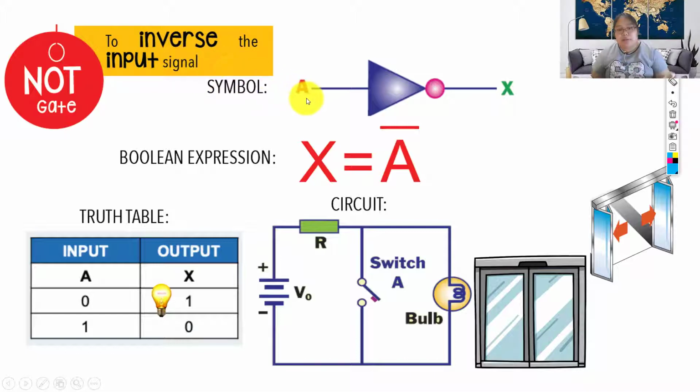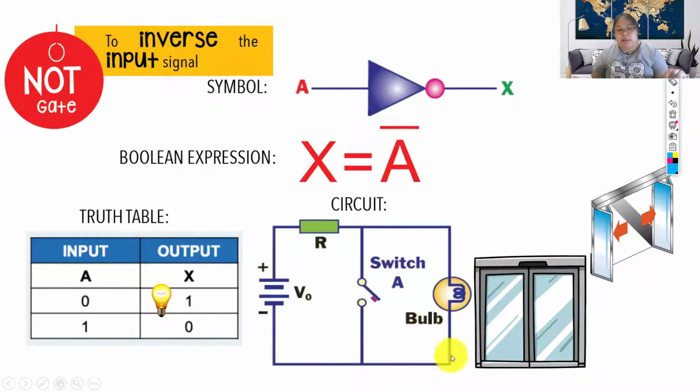For example, if A is 0, then X must be 1. They just reverse. In Boolean algebra, X equals A with a bar at the top. You can say it wears a cap. When there is a bar at the top, understand that it means the opposite. So when I draw the truth table, input 0, output must be 1. Input 1, output must be 0.